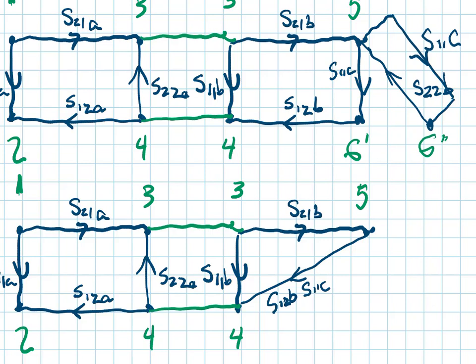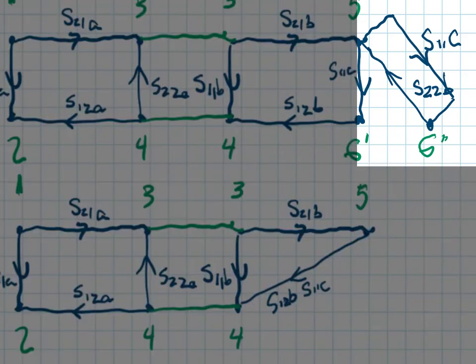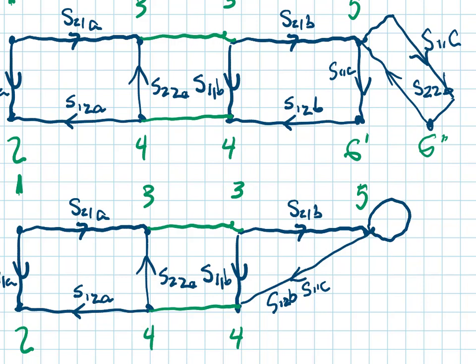And now on the node 6 double prime, we have basically two branches going in the same direction as well, which can be combined. And let me just go ahead and draw it. It's kind of in a loop shape, but let me just actually draw it as a loop. So it's a loop with the combination of S11C, S22B.